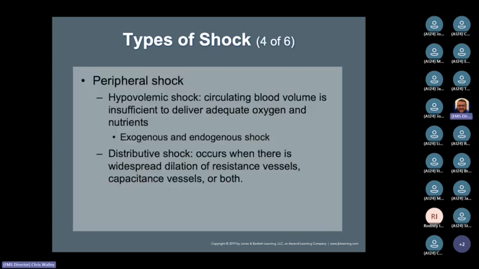All right, some peripheral shock. Before we dive in, let's finish this, and we'll take a break. We only got two more slides. All right, some peripheral shock.